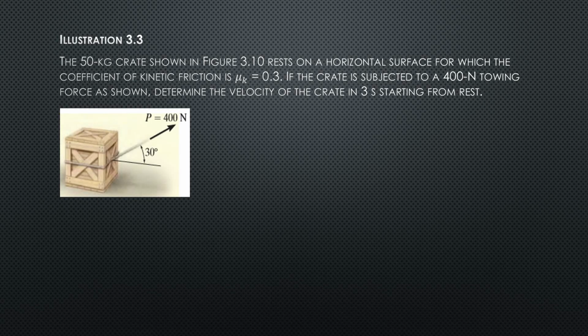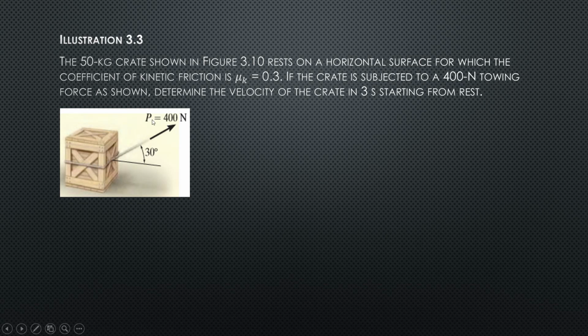Continuing to Newton's laws of motion, illustration problem 3.3. The 50 kilogram crate shown in figure 3.10 rests on a horizontal surface for which the coefficient of kinetic friction is 0.3. If the crate is subjected to a 400 Newton towing force as shown, determine the velocity of the crate in 3 seconds starting from rest.